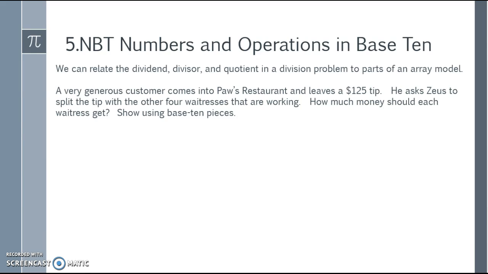Now be careful, a common mistake is they see the word 4 and they automatically divide 125 by 4. This is for Zeus and 4 friends, so there would be 5 of them, right? So if you were to use base 10 pieces, you would see that each person would get $25 as their part of the tip.